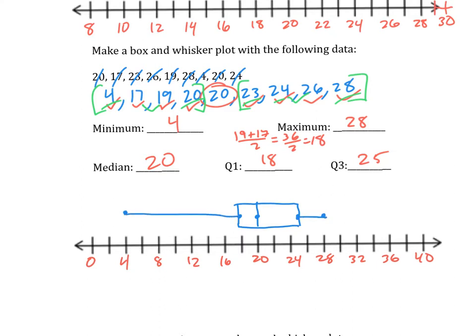So again, each of these sections, the whisker, the first box, the second box, and then the other whisker, contain 25% of our data. So the ones that are smaller have more data squished together. There's a higher concentration there. And the ones that are further apart, there is a lower concentration of data in that 25% section.